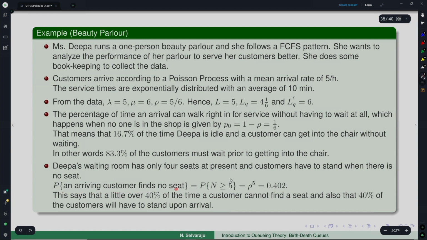that means the system must have at least 5, because 4 people are already sitting, and one is in service. So, n must be greater than or equal to 5, which is given by rho to the power n, which is this probability, which means that 40% of the time an arriving customer cannot find a seat, and also that 40% of the customers will have to stand upon their arrival. This is what you get to see.